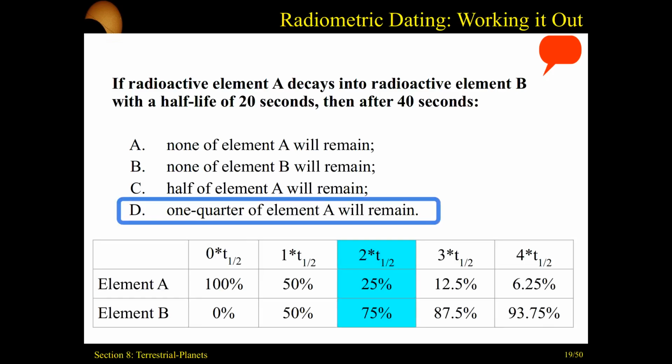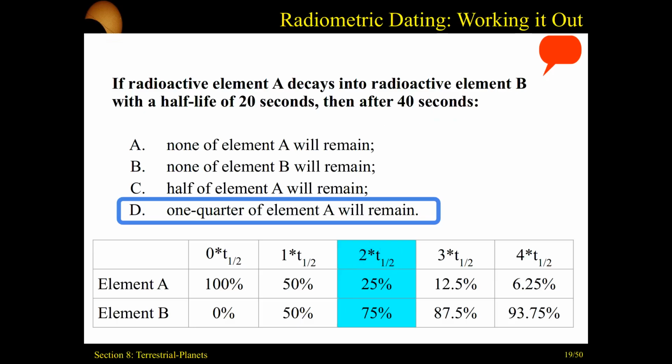After 2 half-lives, a quarter of element A is going to be sticking around. Not all of it's going to be gone. A quarter is going to be here. So let's go through this table, this chart. Initially, our sample is 100% of the parent element, A, and that would be at 0 half-lives. Now, if I go 1 half-life, or 20 seconds into the future, well then, half of A has decayed into B. Now go for 2 half-lives, or the 40 seconds that the question asked about.